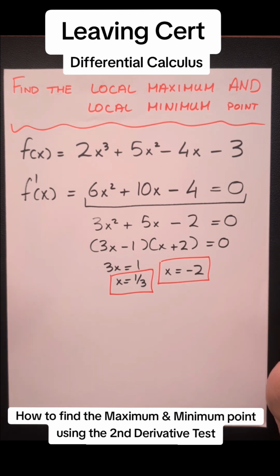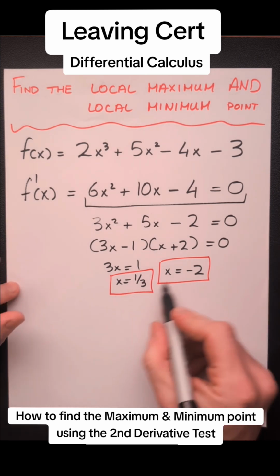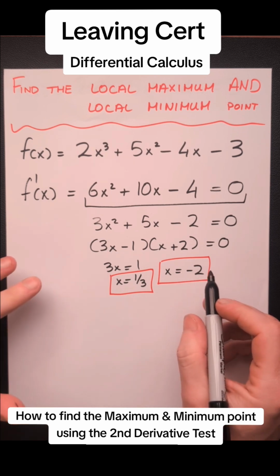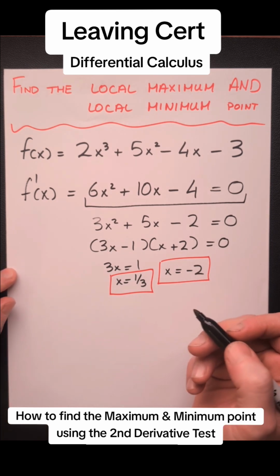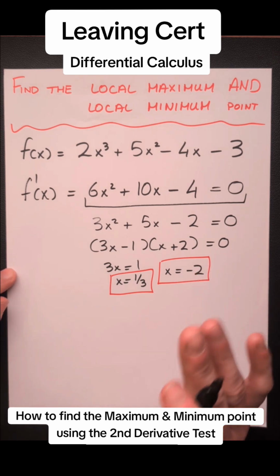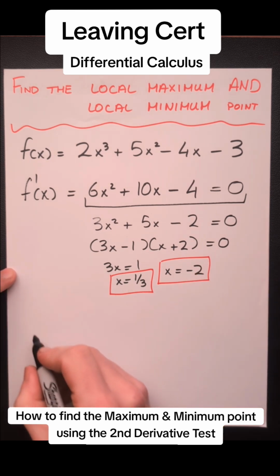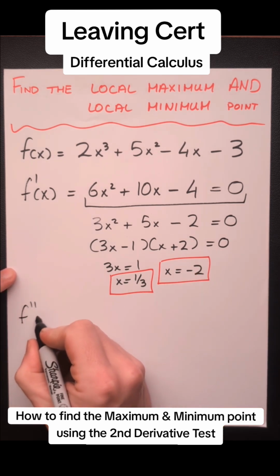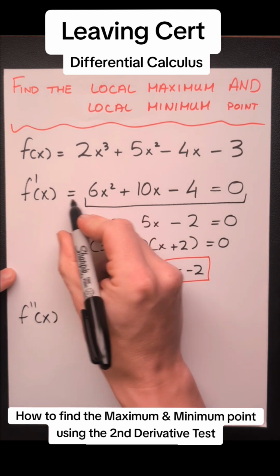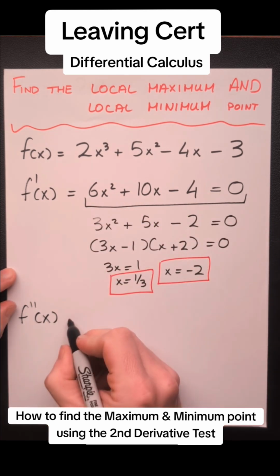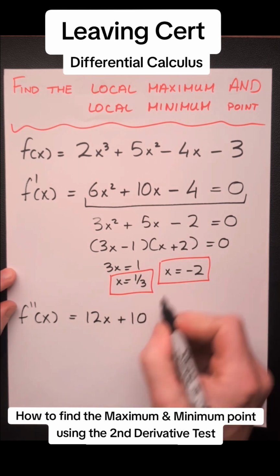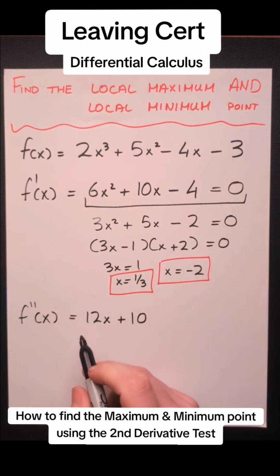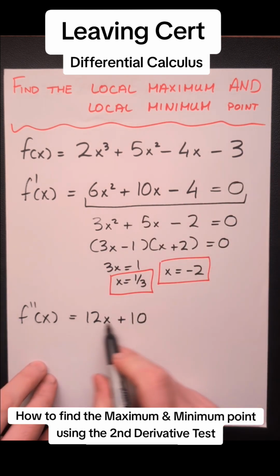So what did I mean by that? Well, these are our 2 x values for our max or min. We don't need the y values yet for the coordinates. So what we'll do is we'll use the second derivative test. Without explaining it too much, I'm just going to do it and explain it as I do it. So for the second derivative, I differentiate this derivative function again. So that's going to go to 12x, and that's just going to go to a plus 10, and of course the constant goes. So I have my second derivative here.